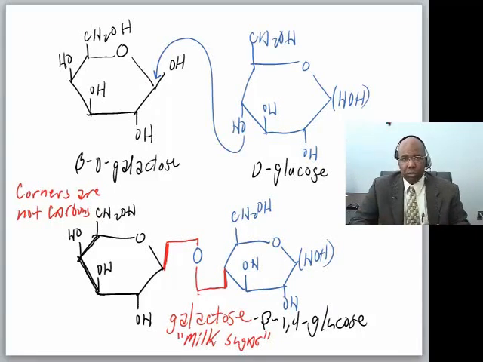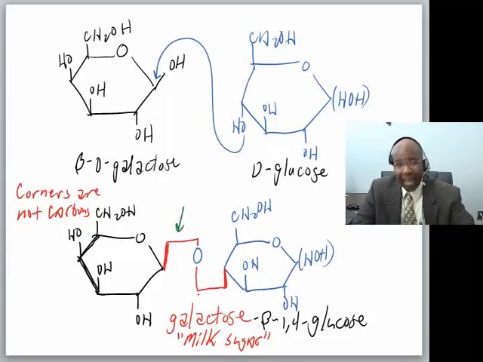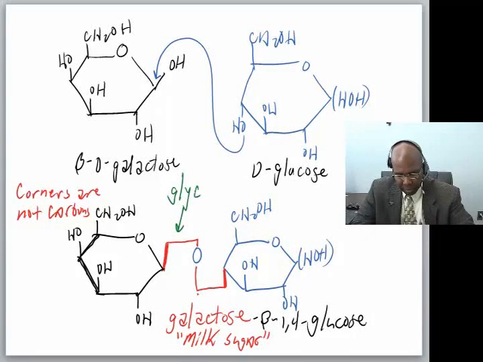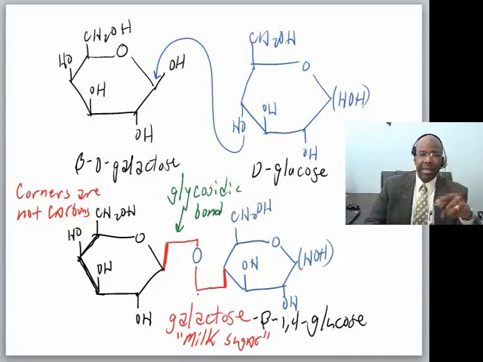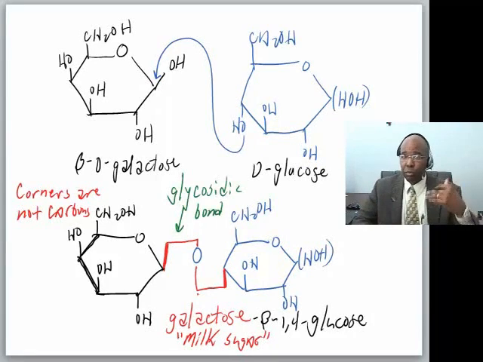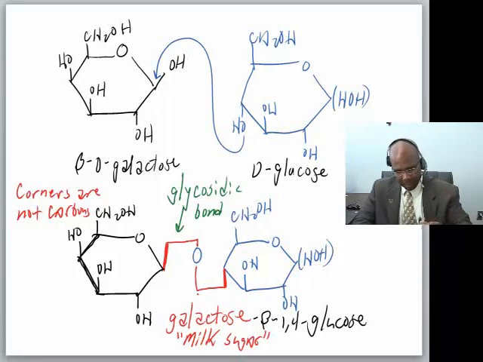Let me give you some general terms now. Okay, this bond here is called a glycosidic bond, of course, because it's between two glycoses. This is a glycosidic bond. And the name of the general enzyme which breaks this bond is a glycosidase. So the enzyme here would be a glycosidase.